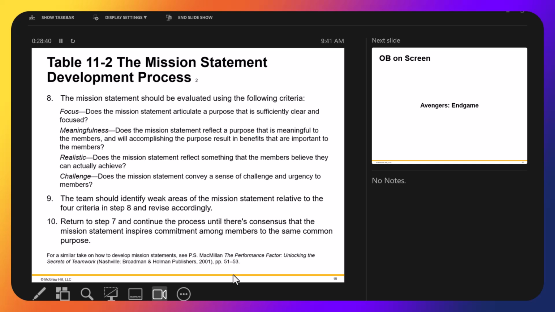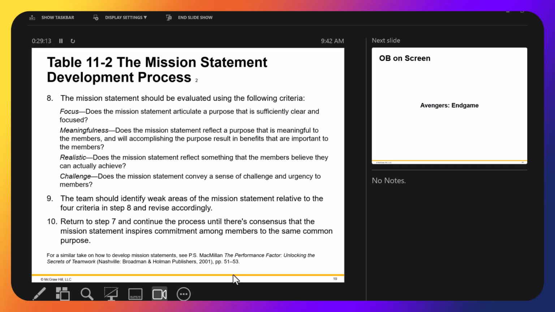Evaluate using the following criteria. Focus. Does the mission statement articulate a purpose that is sufficiently clear and focused? If it doesn't, revamp it. Meaningfulness. Does the mission statement reflect a purpose that is meaningful to the members? And will accomplishing the purpose result in benefits that are important to the members? Is it realistic? Does the mission statement reflect something that the members believe they can actually achieve? Challenge. Does the mission statement convey a sense of challenge and urgency to members?